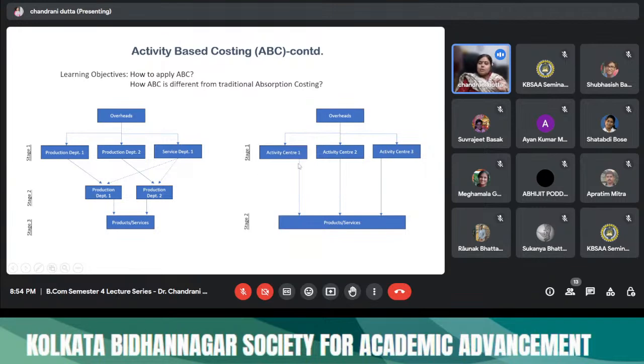So based on the cost driver rate, how the products are using the activities, consuming the activities, then we charge to the respective products or service.